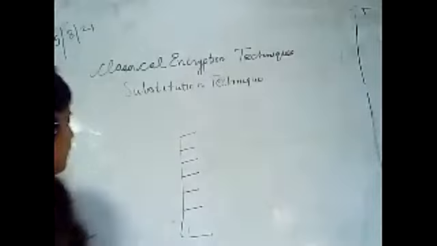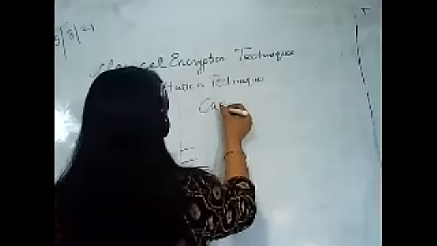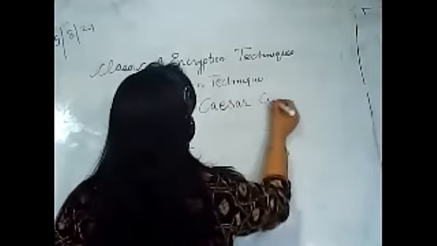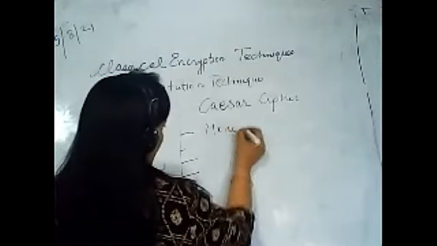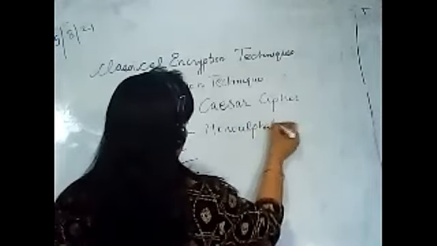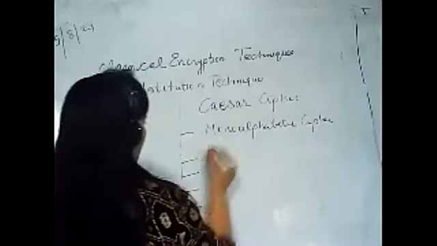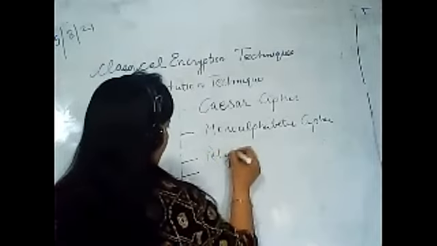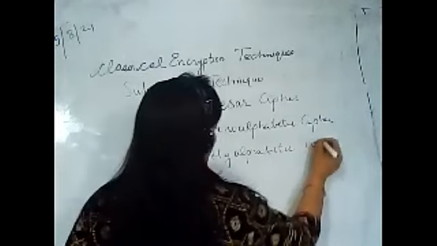Okay, so in the substitution technique, we will be discussing the following algorithms. The very first is the Caesar cipher. The second one is the monoalphabetic cipher. Then we have the polyalphabetic cipher.